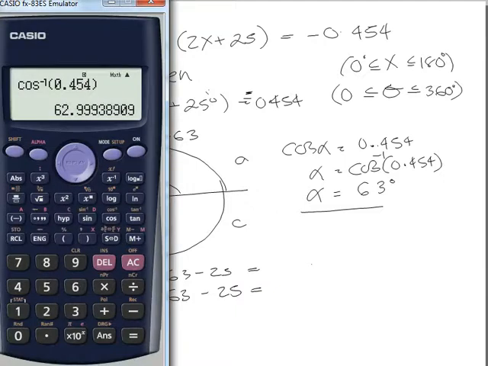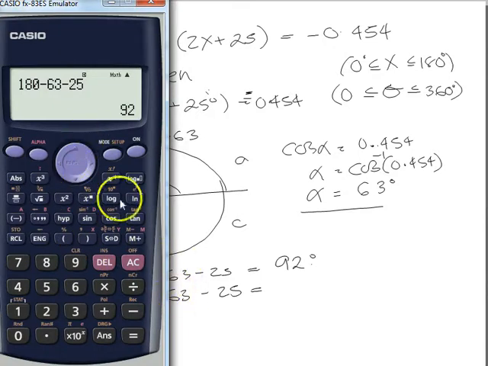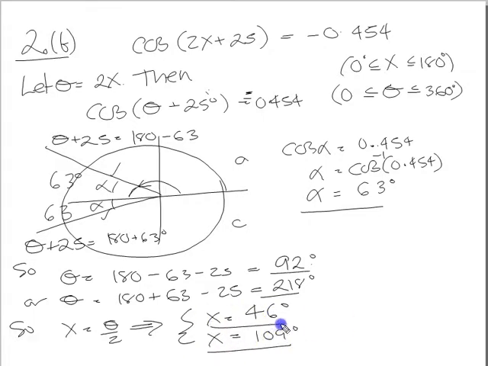Let's tap it in the calculator. So you got 180, the first one, minus 63 minus 25, equals 92. And the next one, we got plus 63, so you could just toggle back if you want to. Just delete that, put a plus, and then you get 218. So that's theta then, but we don't want theta, do we? We made a substitution right at the outset where theta was 2x, so x is equal to 92 over 2, 46 degrees, and 218 over 2 is 109 degrees. There we are. There's our values.